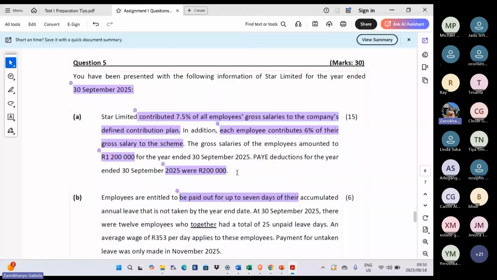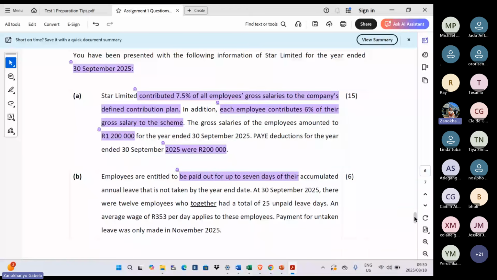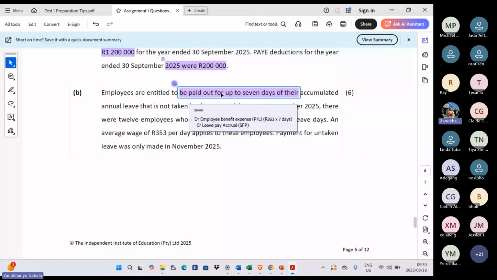Nice. Then you move on from that one, from A. Then you go to B. B, employees are entitled to be paid for up to 7 days of their accumulated annual leave that is not taken. That's good for them. So up to 7 days.